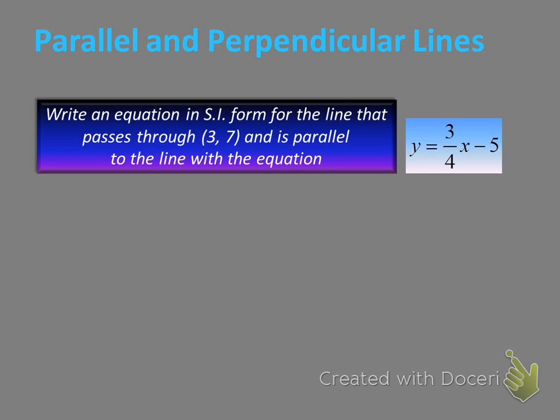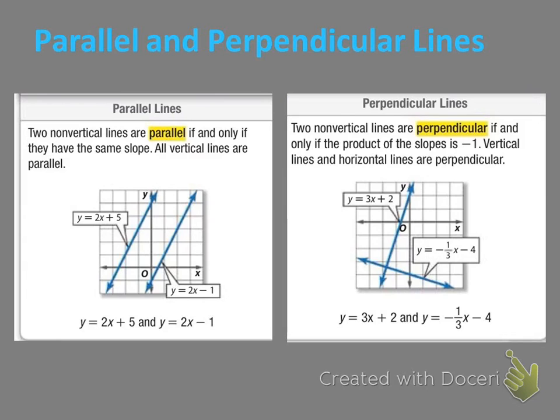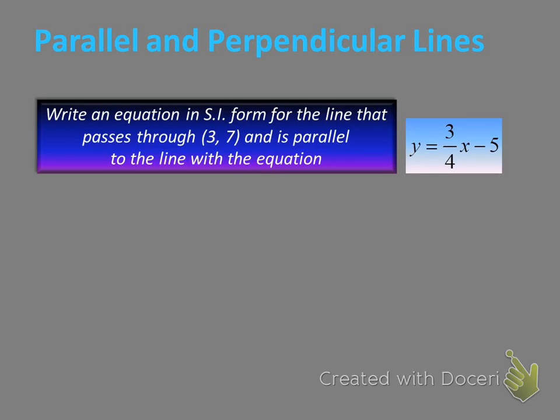So, here's what I'm talking about. Writing equation. Madison, what's up? Oh, sorry. All right. Write an equation in slope-intercept form for the line that passes through the point (3, 7) and is parallel to the line with the equation y equals 3/4 x minus 5. That text will be there every time.